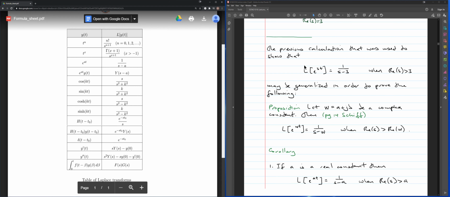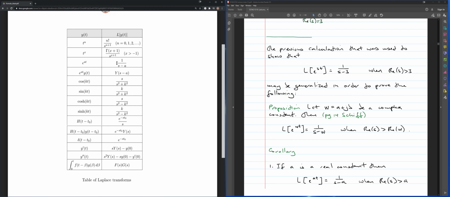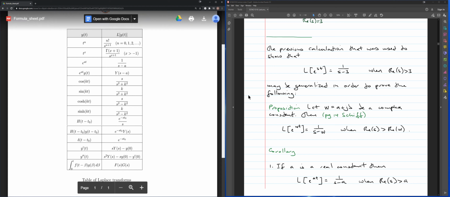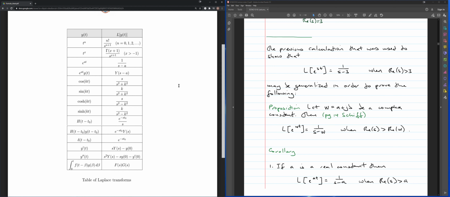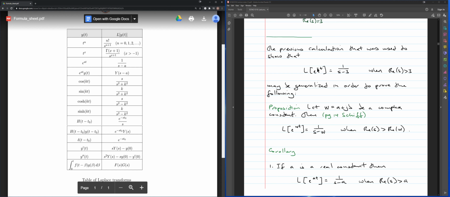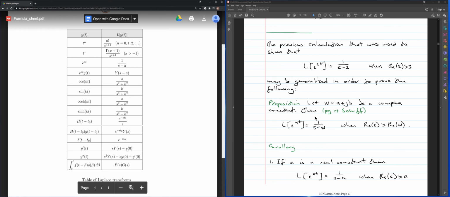Okay, so as I said, this formula over here, what we just worked out, Laplace of e to the 3t is 1 on s minus 3. This could be generalized into Laplace of e to the at is 1 on s minus a, where I'm assuming that a is a real number. But you could in fact do a little better. This constant here, for example the 3, can in fact also be complex, and that is what this result is saying.